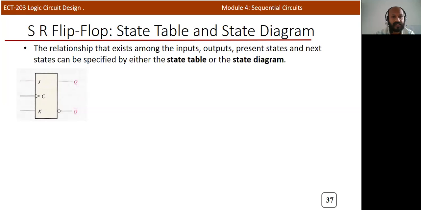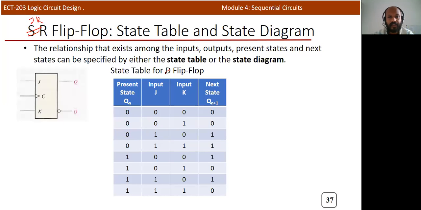Okay, now we need to discuss again. It's not SR, it's a JK flip flop state table and state diagram. Again, there's a mistake: JK flip flop. Okay, this is the state table, just like your truth table itself.